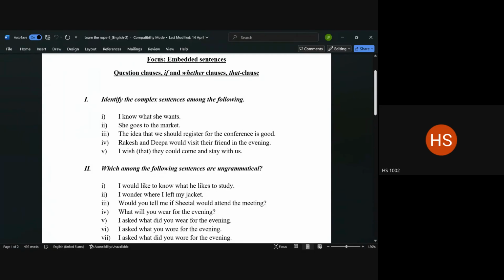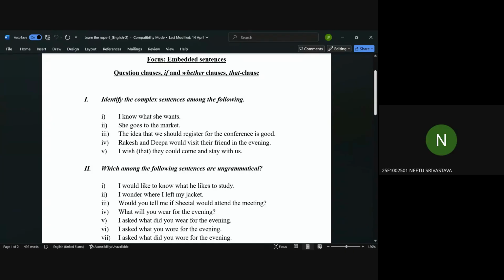This is also a test on whether you understand how you can synthesize a sentence into subject, verb, and object if available. So, I know what she wants. What do you think it is? Is it complex or compound or simple? Complex. Okay. Why is it complex? Could you please tell me that as well?